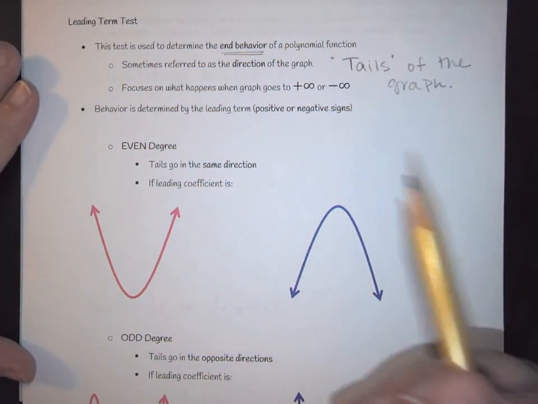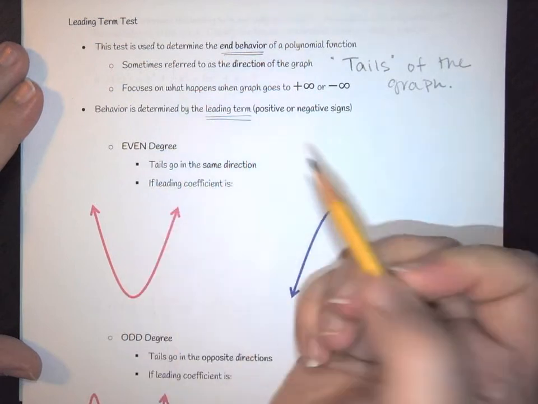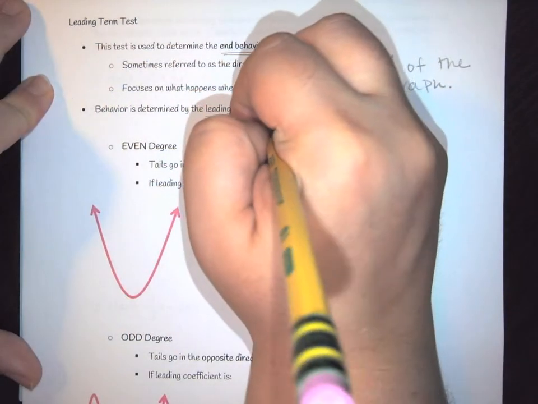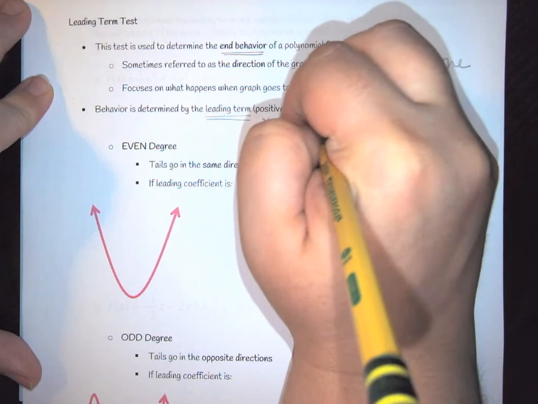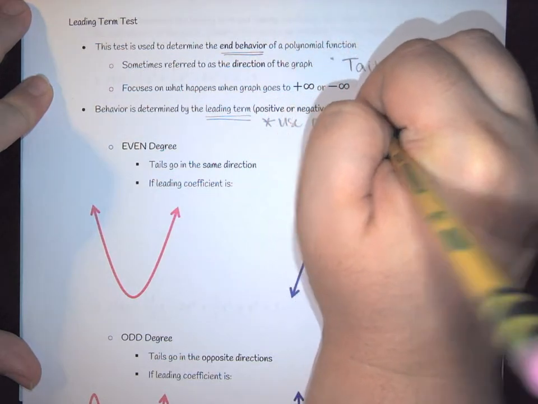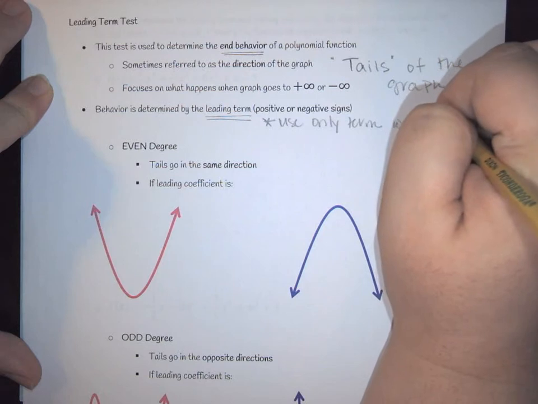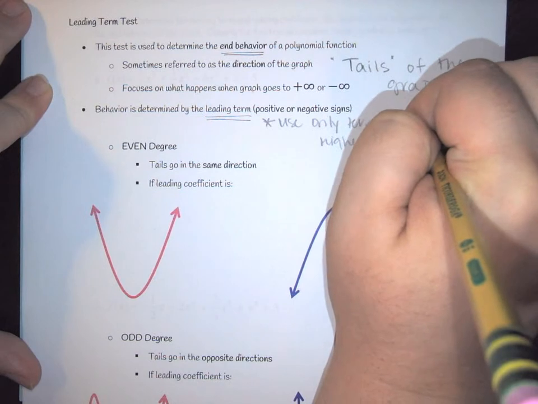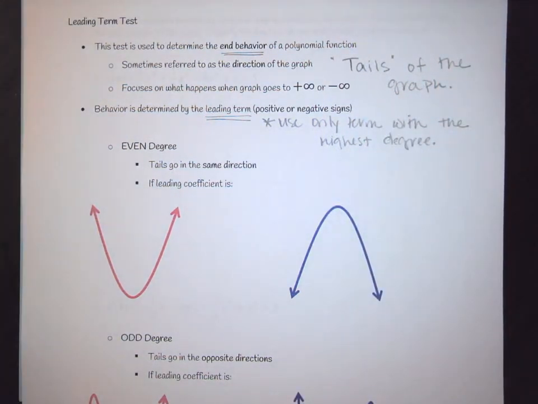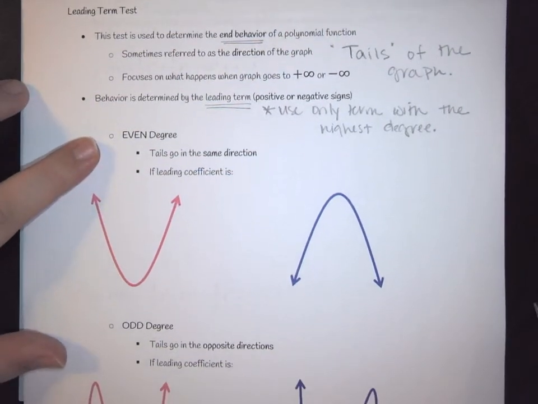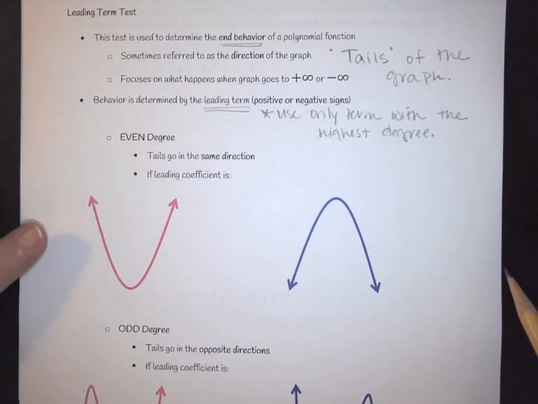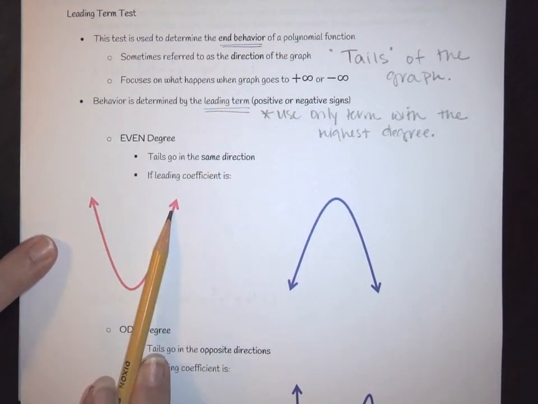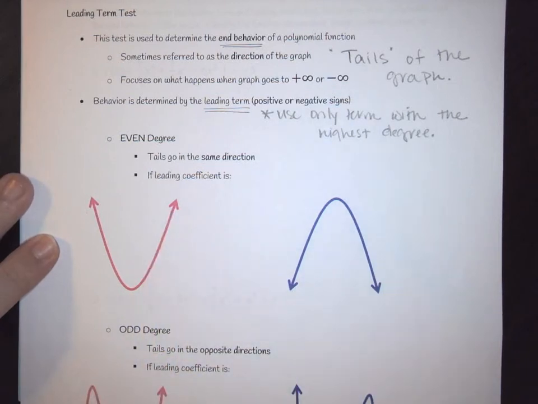Now, when we're talking about, again, your leading term, you need to remember that you are going to use only the term with the highest degree. Okay, the rest of it does not matter. We're just simply using that highest degree. So we've got a couple cases here. First, we have what's called even degree. So even degree has two possibilities. Either both of your tails are pointing up or both of your tails are pointing down.